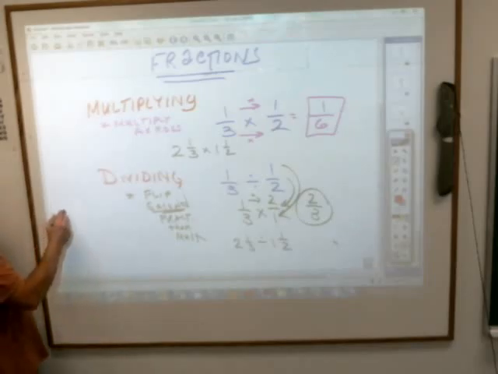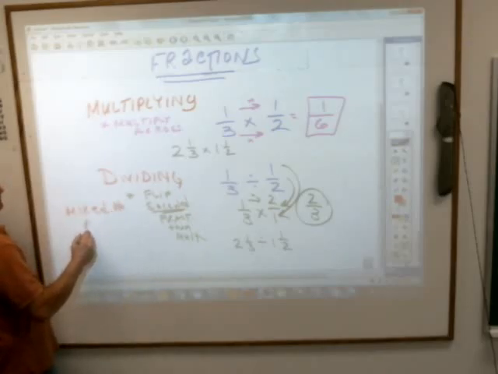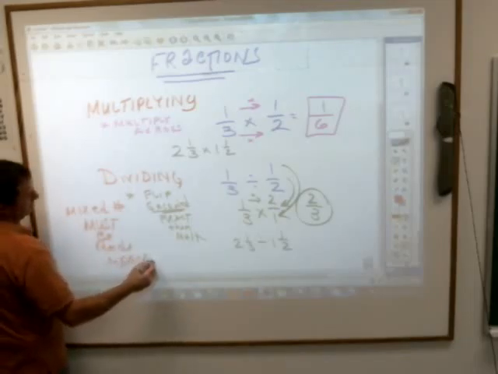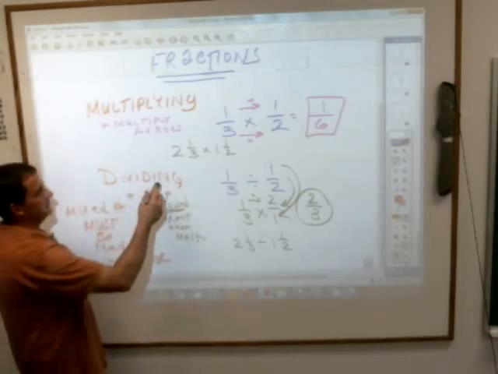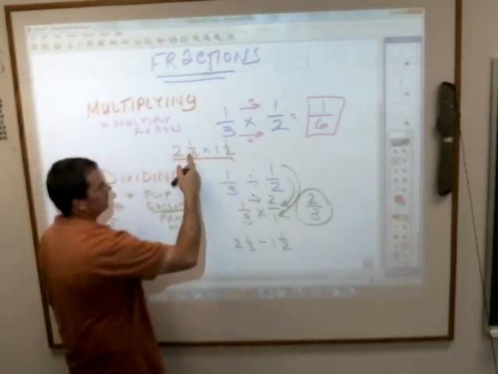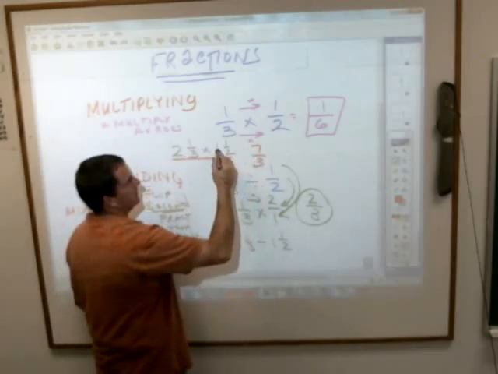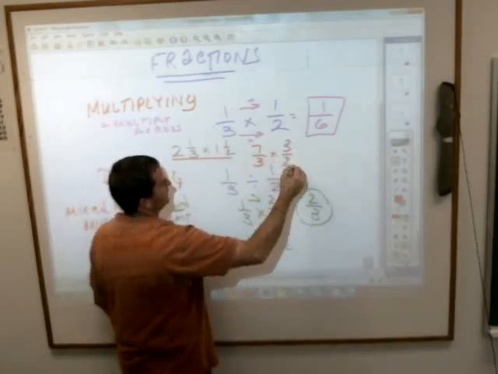For mixed numbers, they must be made improper. As bad as improper sounds, it does have a place in math. So if you're looking at that in this case here, 2 and 1/3, 2 times 3 plus 1, you get 7/3 times 1 times 2 plus 1, 3/2.